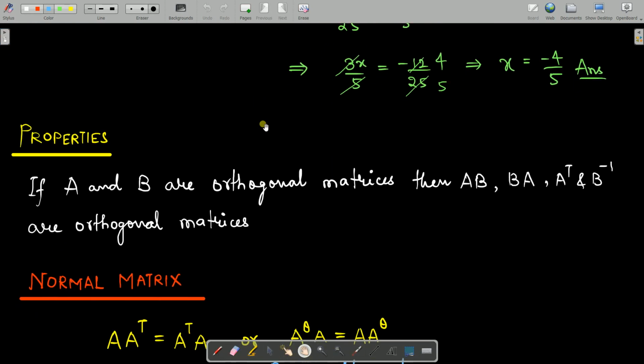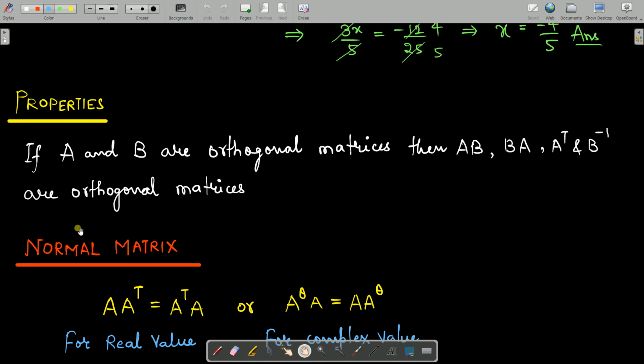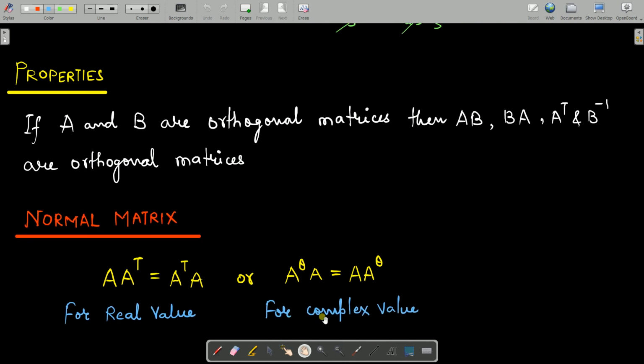Now let's see some properties of orthogonal matrix. Let us consider we have two matrices. If A and B are orthogonal matrices, then AB, BA, A transpose and B inverse are orthogonal. Do we need to remember this? No. If you are interested to check whether a matrix is orthogonal or not, simply apply the condition, that is A inverse is A transpose. If that holds, then of course it is orthogonal, otherwise it is not.